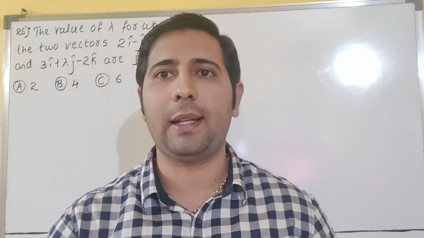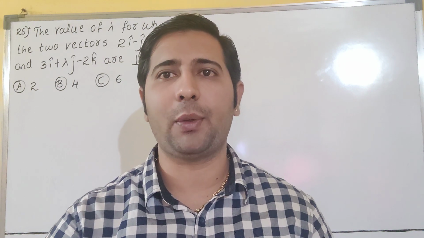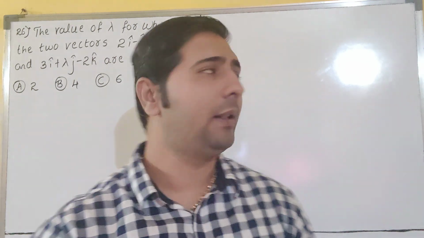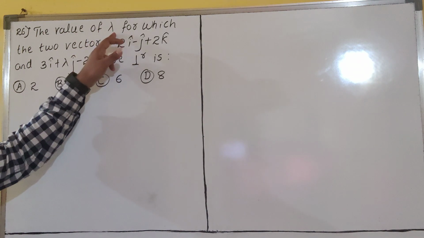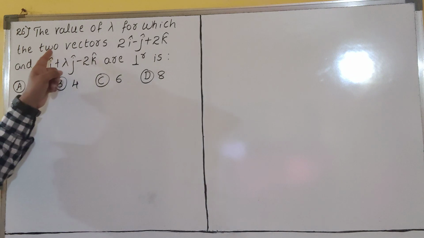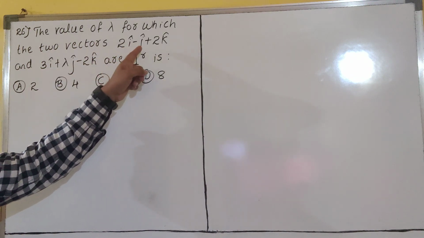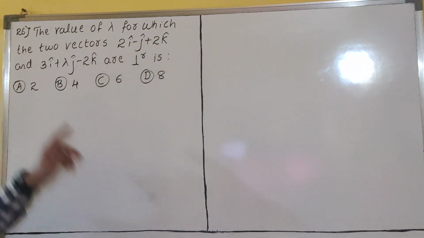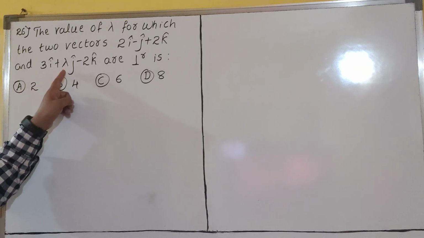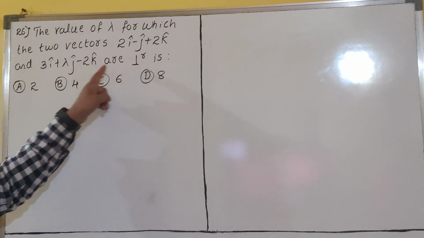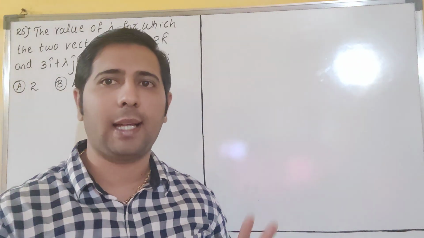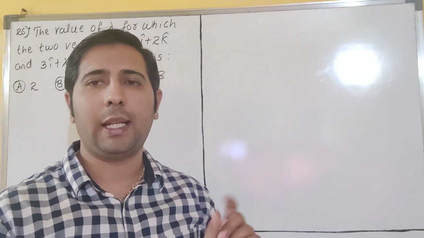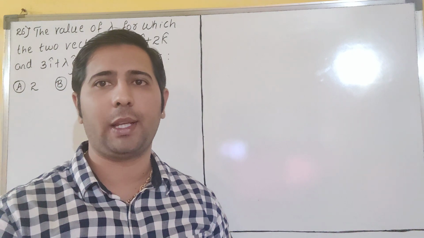In today's class, we are learning vectors, remaining MCQ questions, dear students, theory. So now let us see the question number 26. The value of lambda for which the two vectors 2 i cap minus j cap plus 2 k cap and 3 i cap plus lambda j cap minus 2 k cap are perpendicular. If you are saying two vectors are perpendicular, then their dot product is equal to 0, dear students.